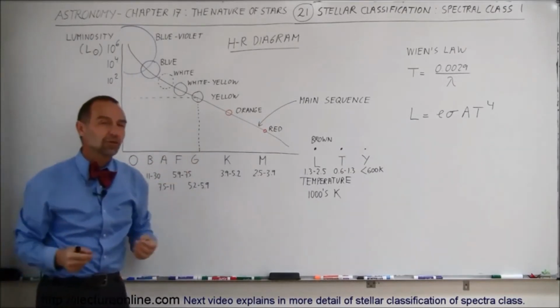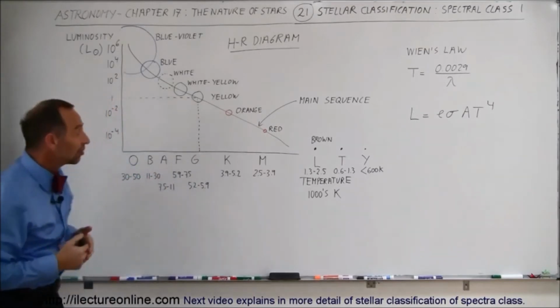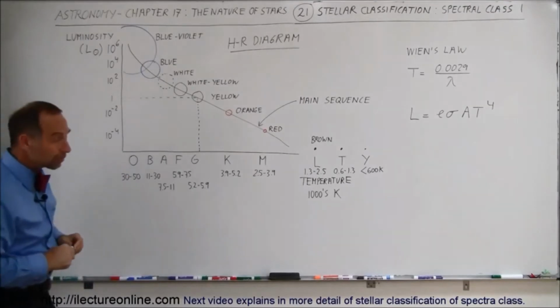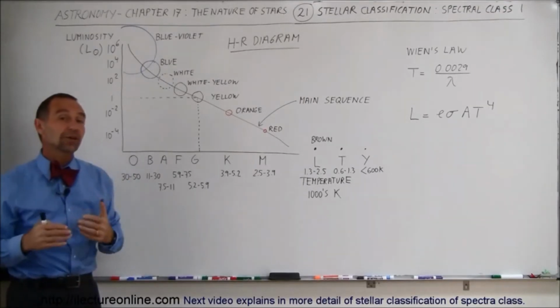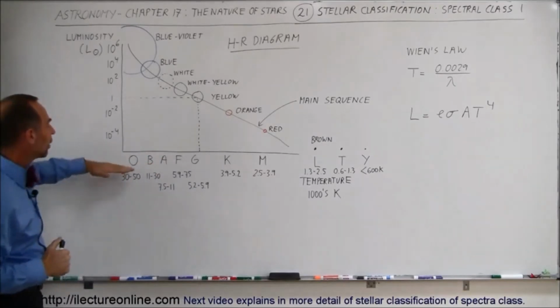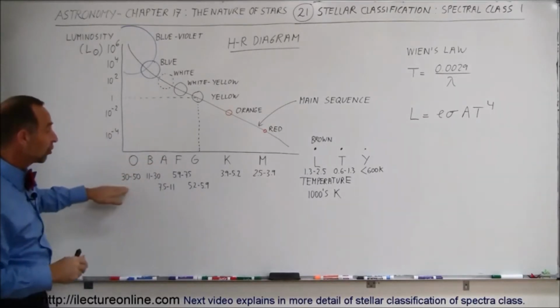So when you tell an astronomer, I'm looking at a G-class star, then they realize you're looking at a star very similar to the Sun. If you're saying you're looking at an O-class star, then they know you're looking at a very large, bright, bluish-violet colored star with very high surface temperatures.